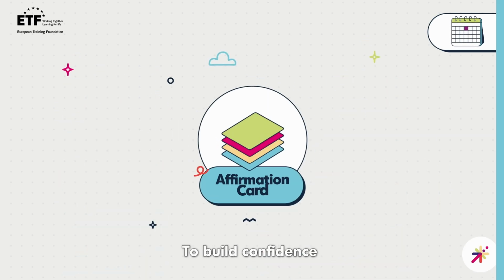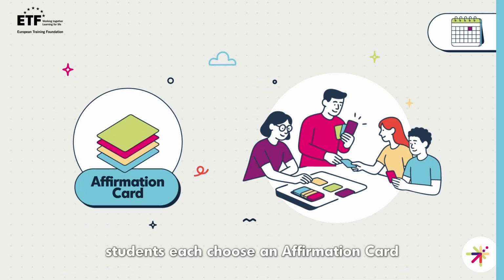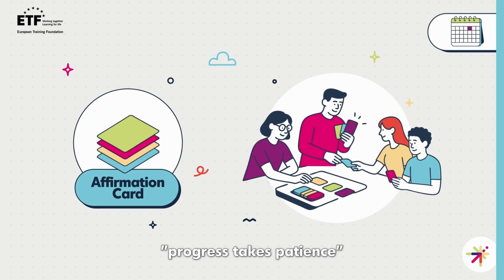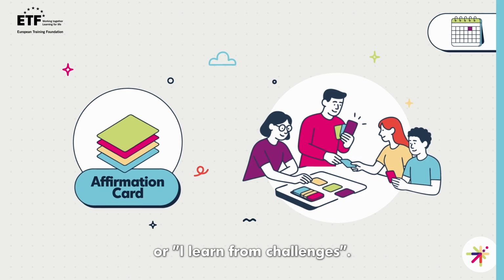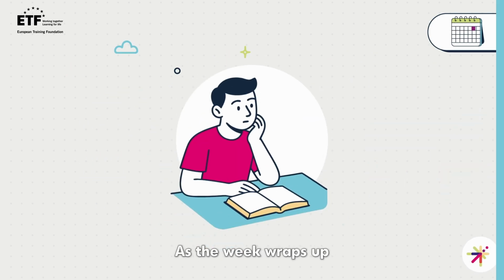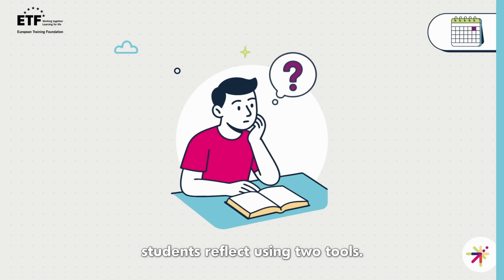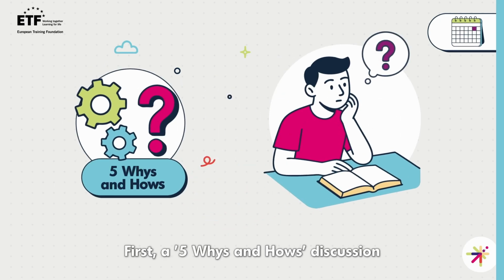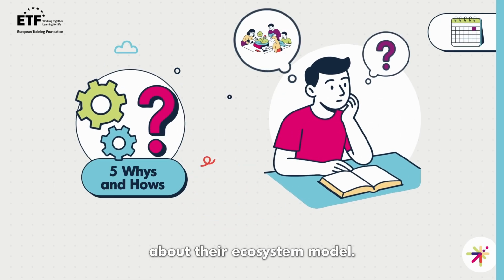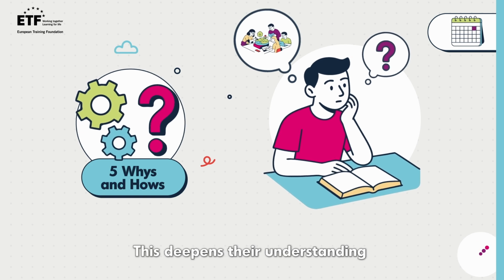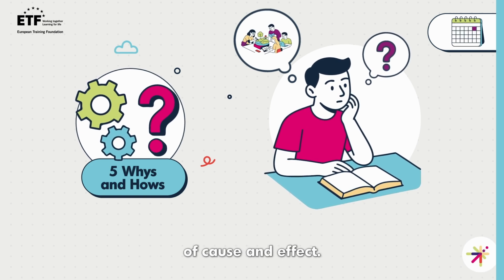To build confidence and promote a growth mindset, students each choose an affirmation card with messages like "Progress takes patience" or "I learn from challenges." As the week wraps up, students reflect using 2 tools. First, a 5 whys and hows discussion about their ecosystem model. This deepens their understanding of cause and effect.